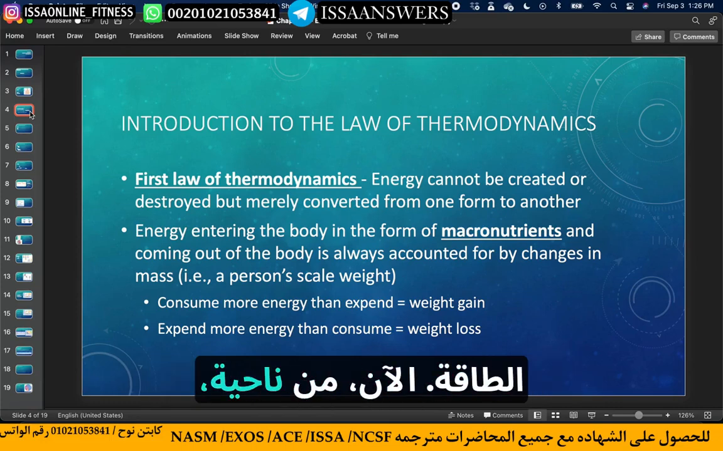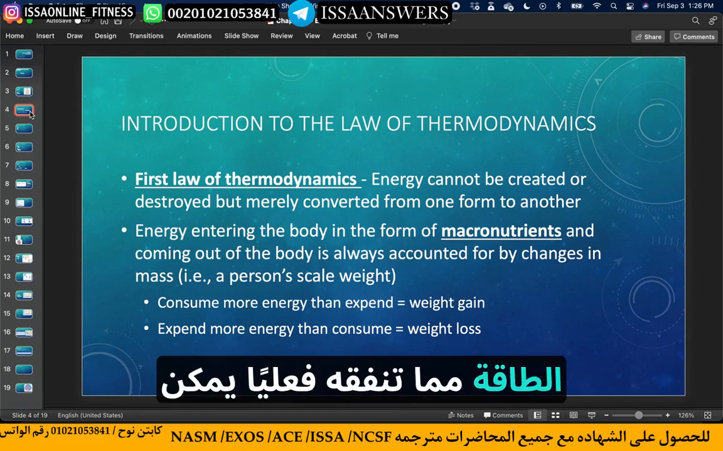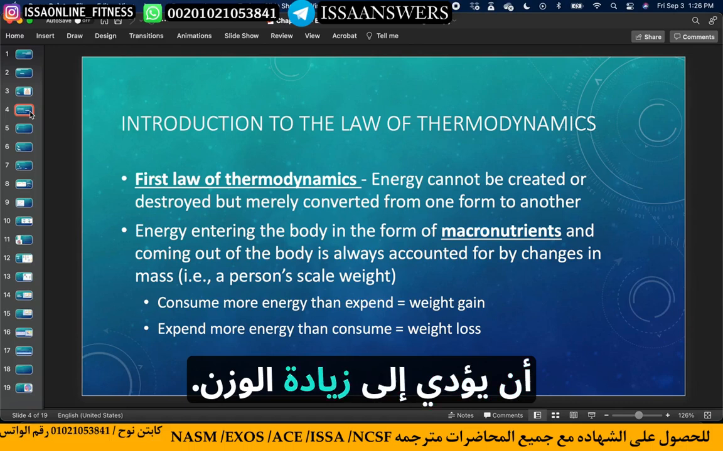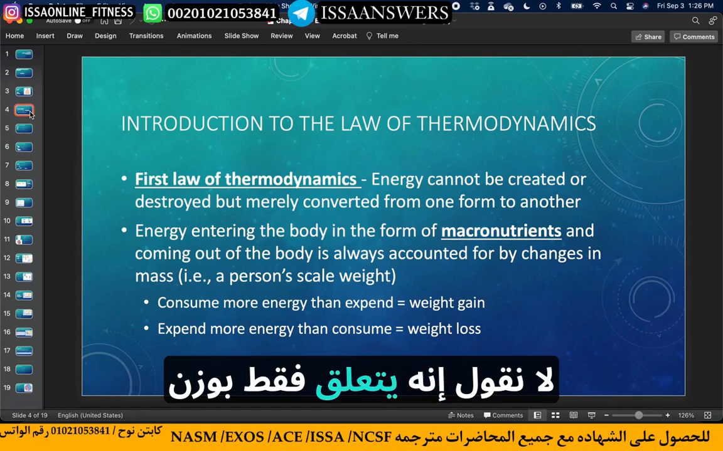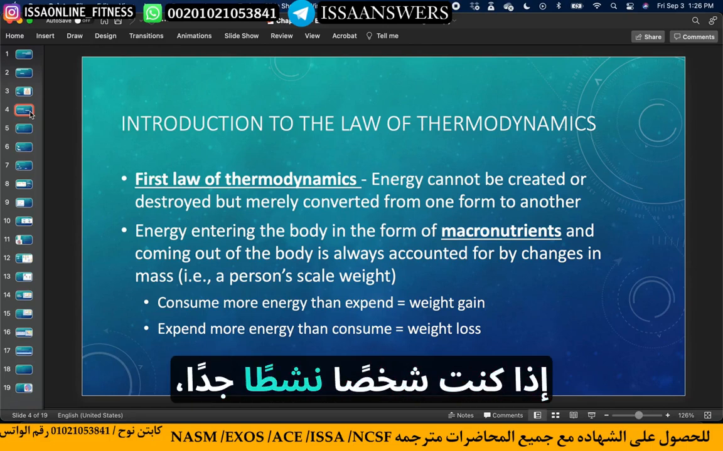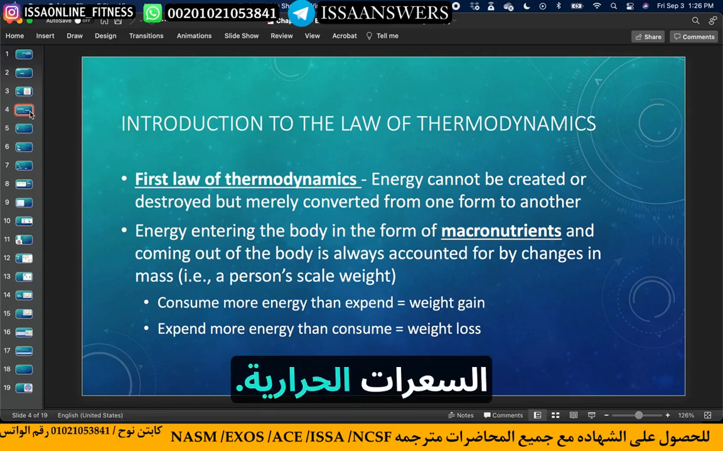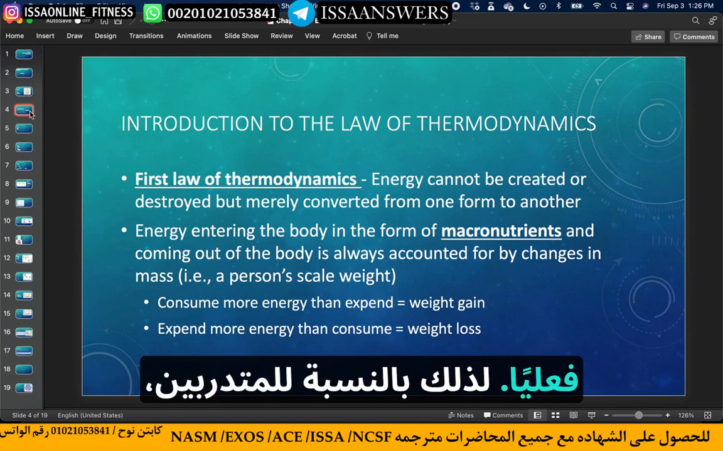Now, on one hand, you've got to be aware, the bottom 2 bullet points, that consuming more energy than you actually expend could potentially lead to weight gain. We're talking about expenditure here, not saying it's all just about body weight or the like. So if you're a very active person, you're going to need more calories. And if you don't hit that calorie mark, you'll end up with the second bullet point, where you're going to expend more energy than you actually consume.